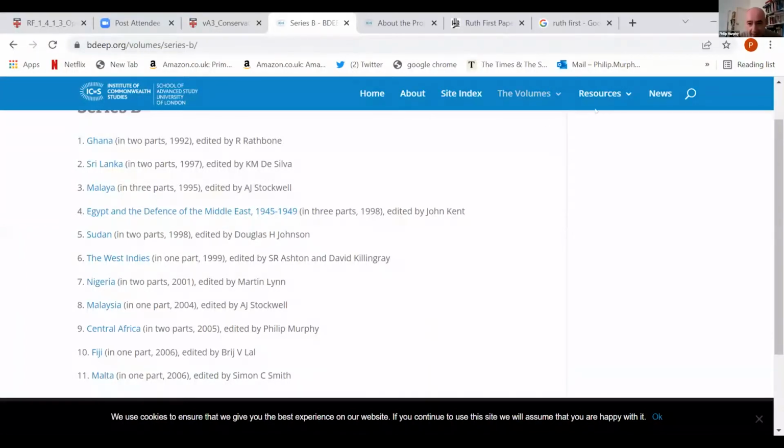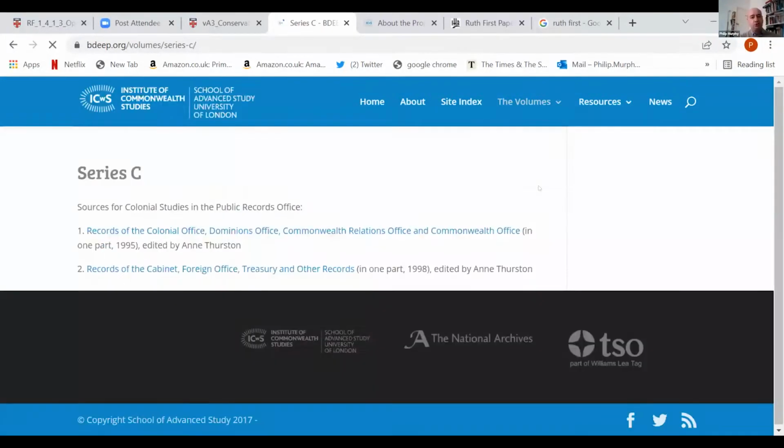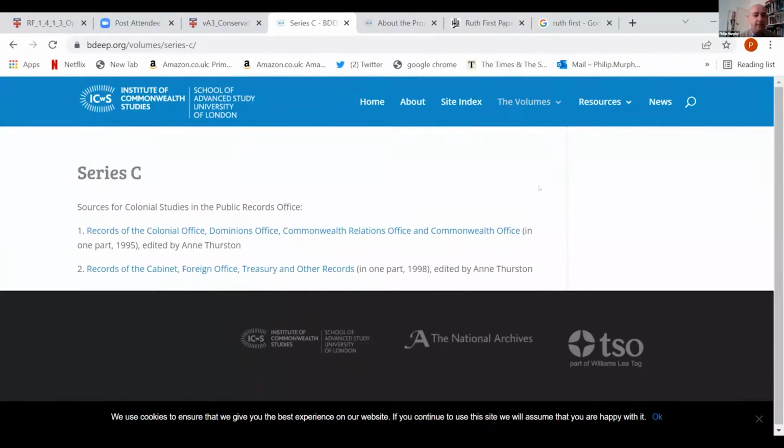And then finally, if you could see Series C, which is a much shorter series, the records of the Colonial Office. Those are two sets of guides produced by Anne Thurston. They're from the 90s now. They're not entirely up to date, but they're still quite useful. And they cover some of the ground that Mandy talked about.